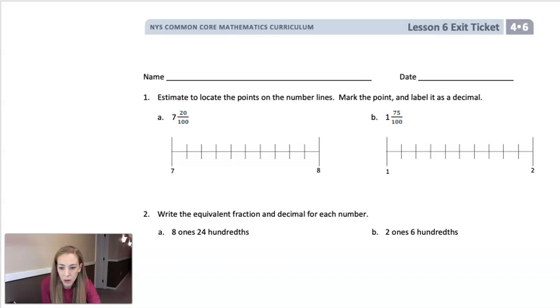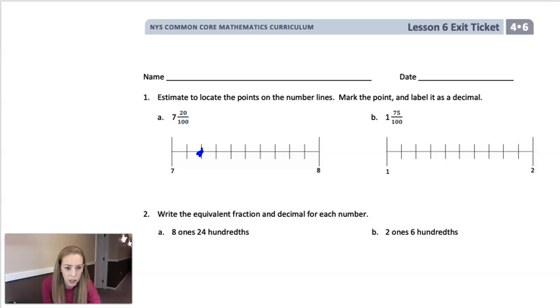There we go. Okay. This just says estimate to locate the points on the number lines, mark the point, and label it as decimal. The reason they say estimate is because they don't want you drawing 100 lines. They just want you to kind of look at this and figure out about where that would be. We do notice that this is divided into tenths. So we could think about this as 2 dimes or 20 pennies. So we're going to go over 2 and put our decimal or our point, okay?